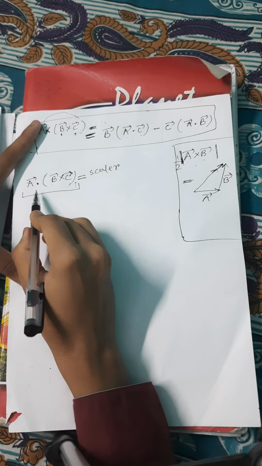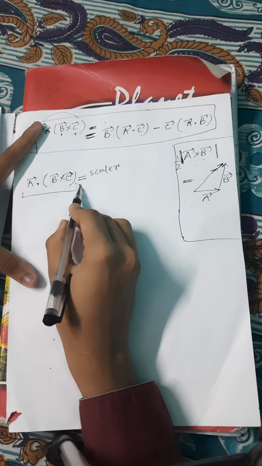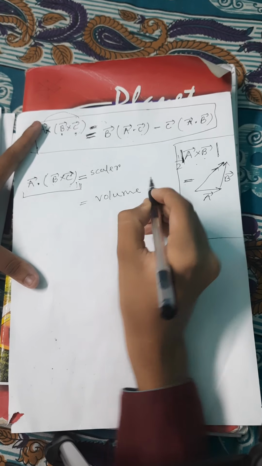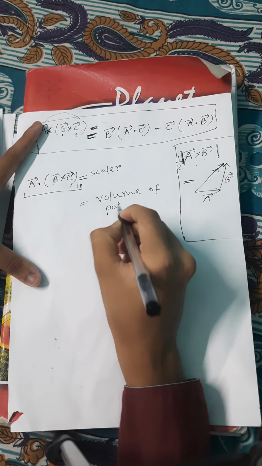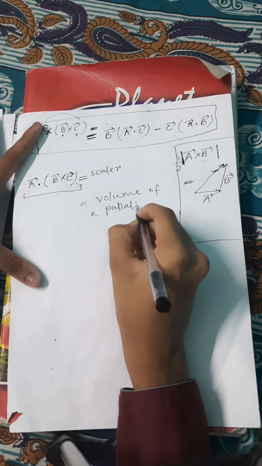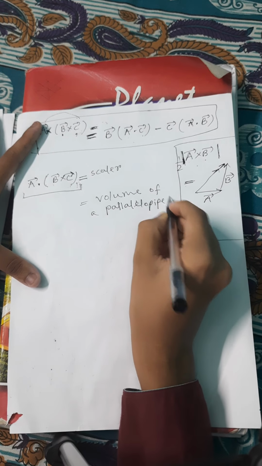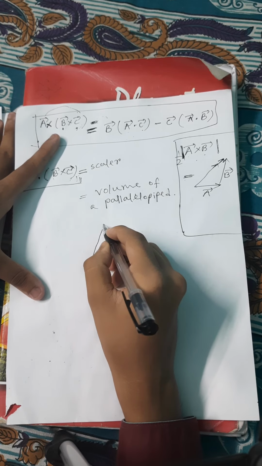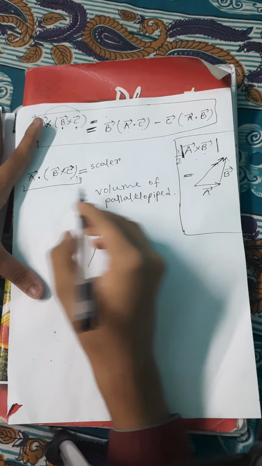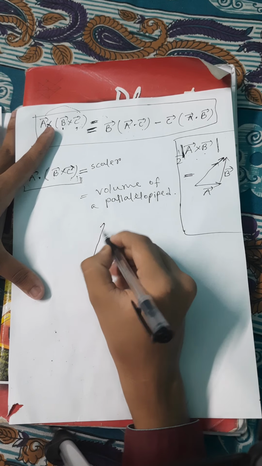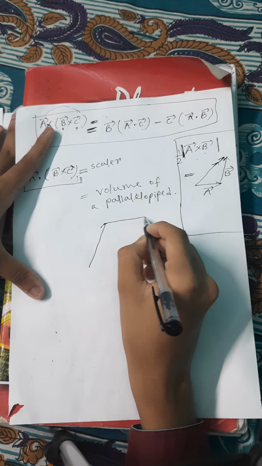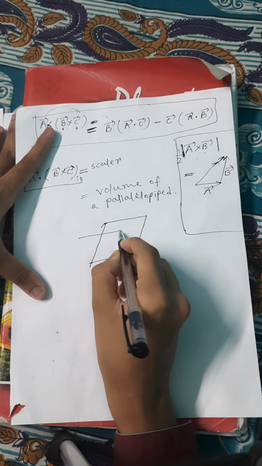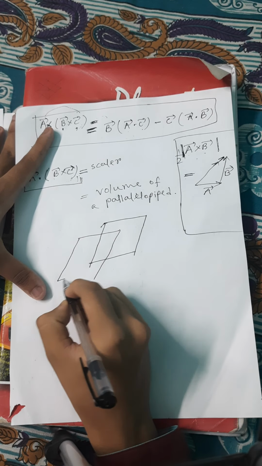Similarly here, the geometrical interpretation of the scalar product A dot B cross C is the volume of a parallelepiped. What is that parallelepiped? It is the parallelepiped made by these vectors. How? See the picture. Let me try to draw a good picture.